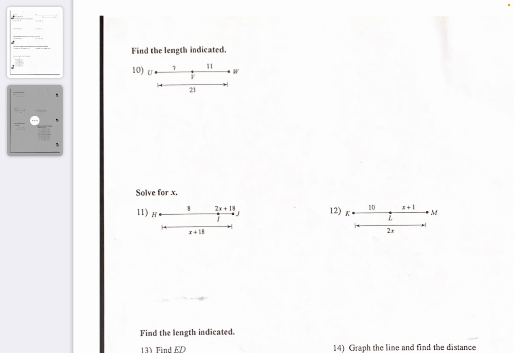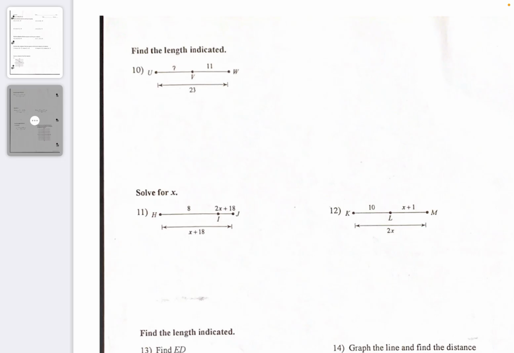Number 12. Who did number 12? All right, Emma. Okay, so we've got more stuff with variables. This is 10. This is x plus 1. The whole thing's 2x. What equation did you set up? I did 10 plus x plus 1 equals 2x. Okay. And then combined my terms. Mm-hmm. I subtracted the x and then I got 11. Cool. And then if I plug in Emma's answer, x plus 1 becomes 11 plus 1, which is 12. And then 2 times 11 is 22. And 10 plus 12 is going to give you 22. So nice job. Okay, cool.